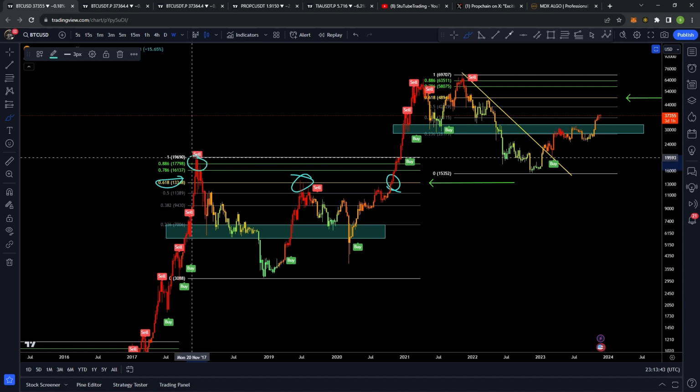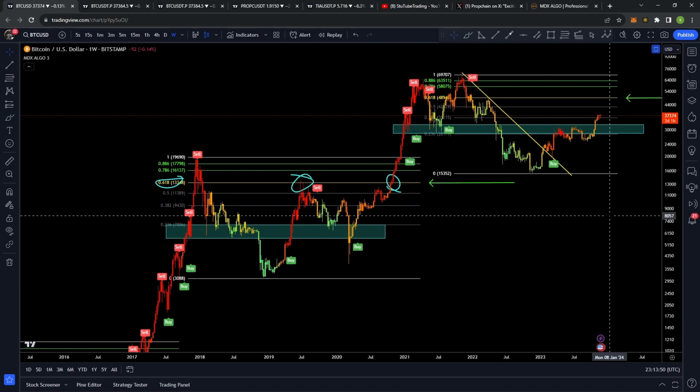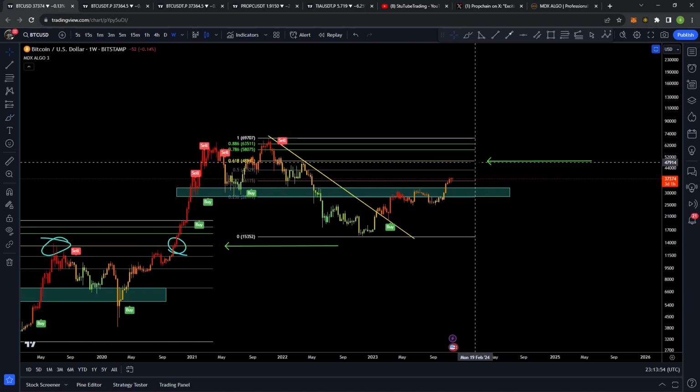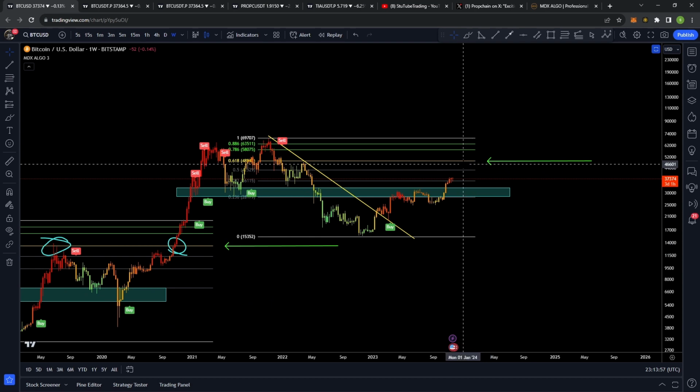That happened right about here. That happened right at our 20,000 top when the CME futures got launched. So that is January 11th. Where would that be here? Just basically somewhere in here.